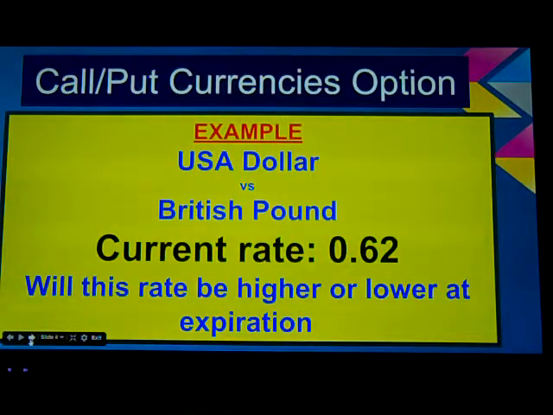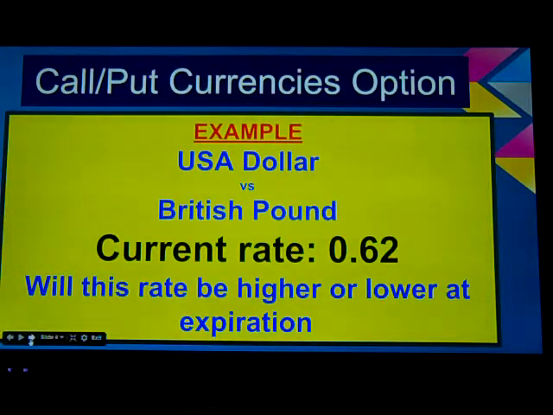For example, a binary option of currencies, a call put binary option, is going to pair the US dollar against the British pound. So if, for example, the current rate is 0.62, which means that you are going to buy 62 cents of British pound with $1, because the dollar is worth less than the British pound, so you're going to pay $1 to get 62 cents. So the rate of the dollar right now is 62 cents per British pound, or vice versa. The rate of $1 is 62 cents of a British pound.